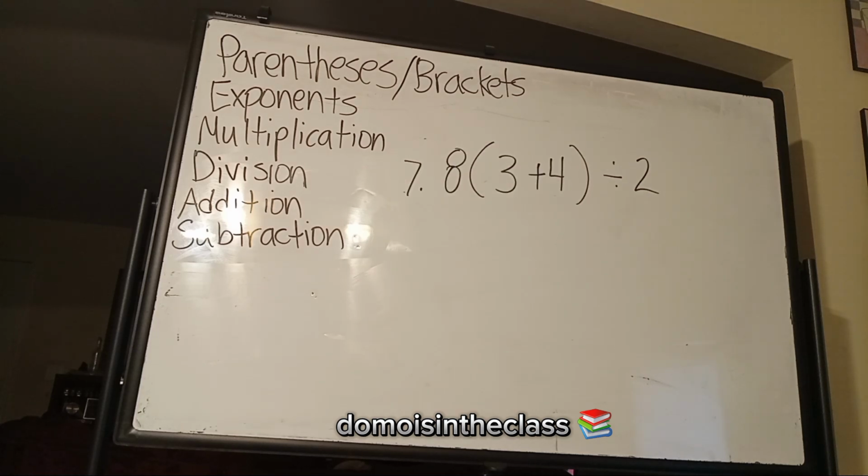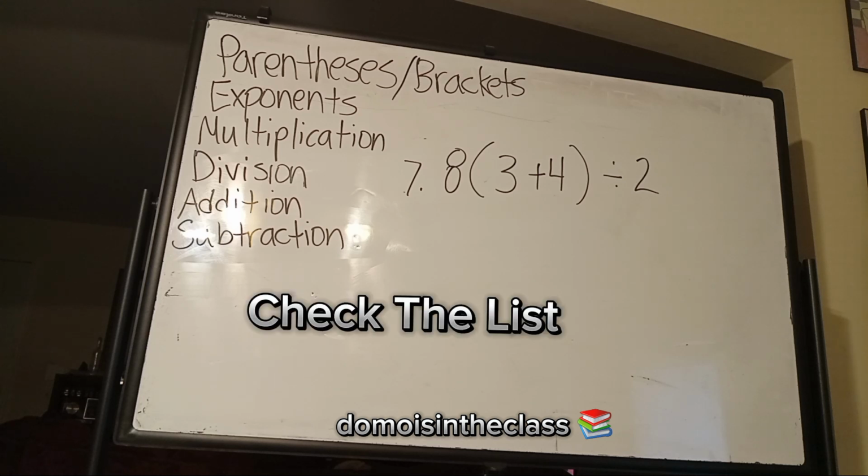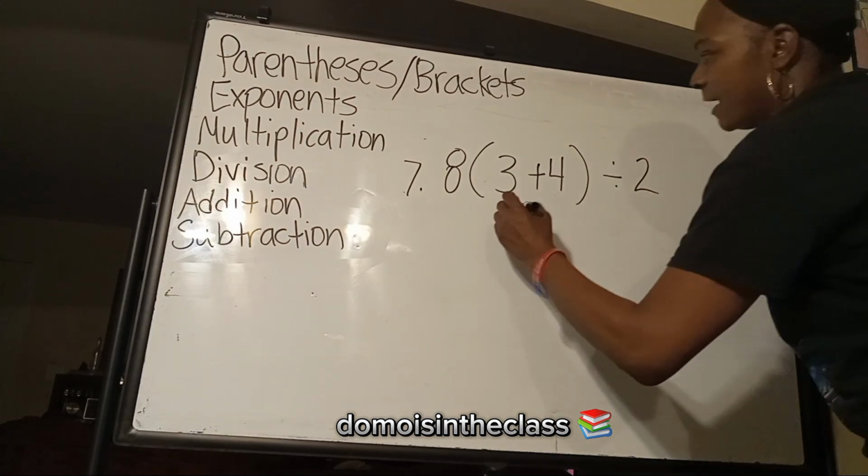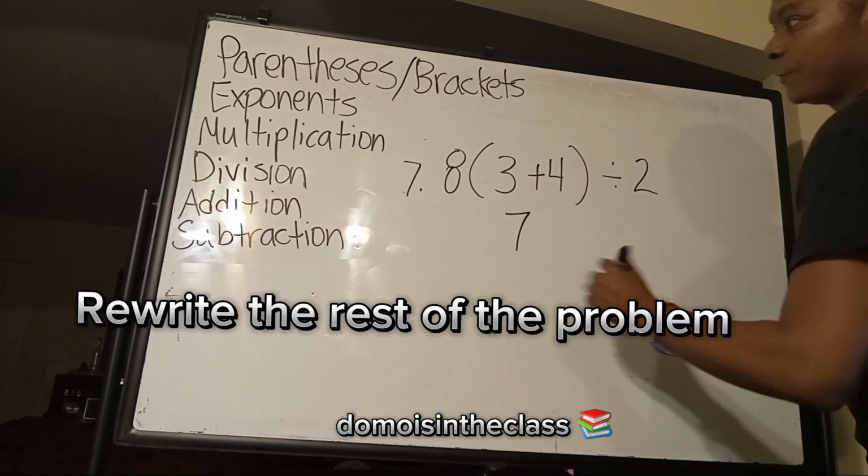All right, so moving on to number 7. We have 8, parentheses, 3 plus 4, close parentheses, divided by 2. So looking at our list, what are we going to do first? Parentheses. That's right. So what's in the parentheses? 3 plus 4. Is how much? 7. There we go. Great job. So 7, we're done with the parentheses.